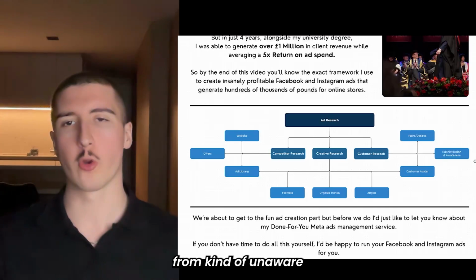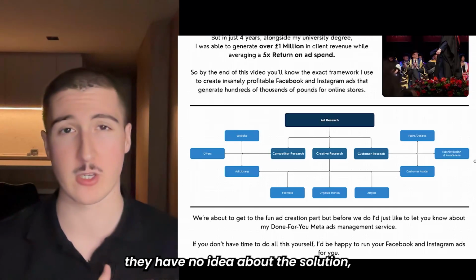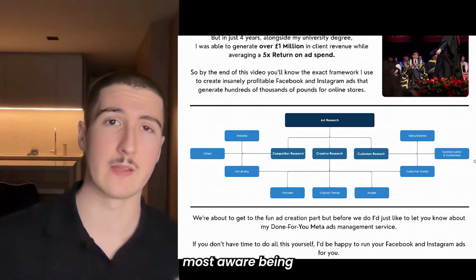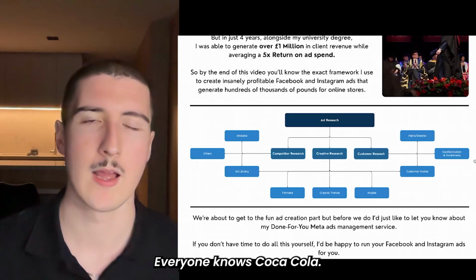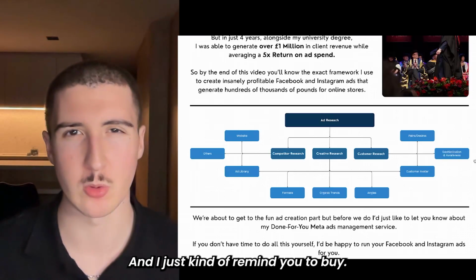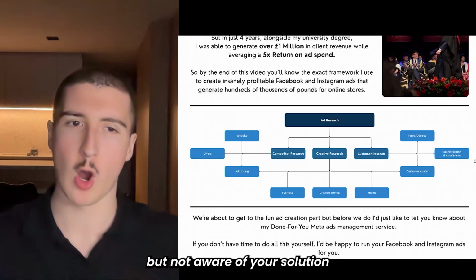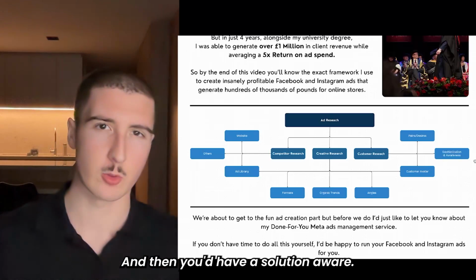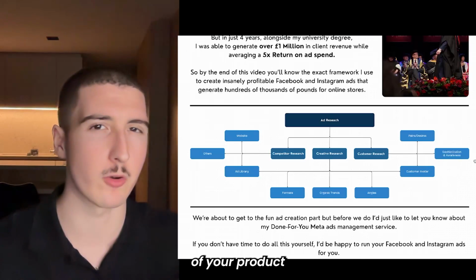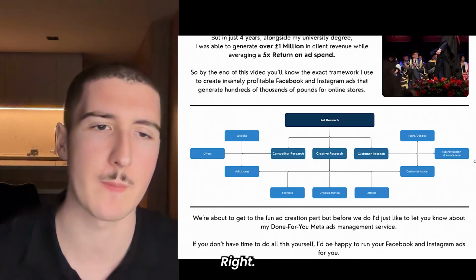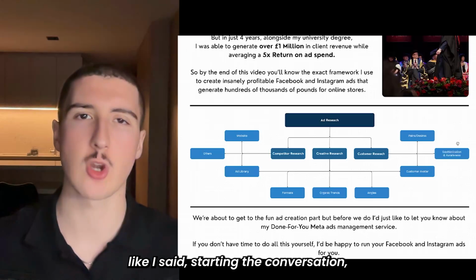It goes on a scale from unaware to most aware, unaware being they have no idea about their problem, have no idea about the solution, they have no idea about your product. Most aware being they know all four. Like for example, a brand like Coca-Cola, everyone knows Coca-Cola. You see an ad from Coca-Cola and it just reminds you to buy. And then in between that, you'd have problem aware. So they're aware of their problem, but not aware of your solution to their problem. And then you'd have solution aware. So they're aware of their problem, they're aware of the solution to their problem, but they're not aware of your product, helping them get to that solution, right? So knowing where they are on that scale is super important to, like I said, starting the conversation, how to grab their attention.